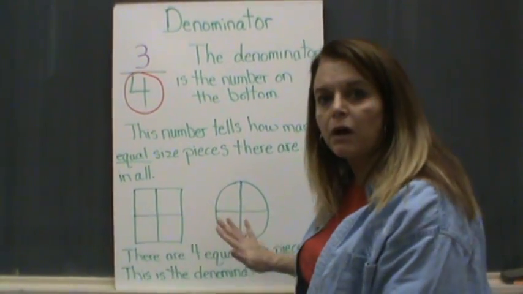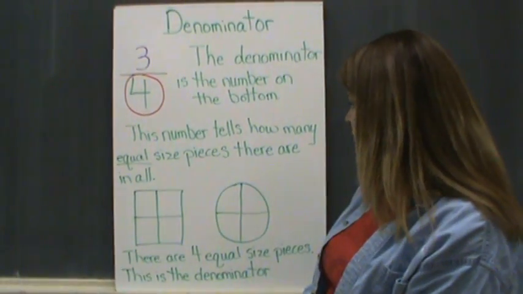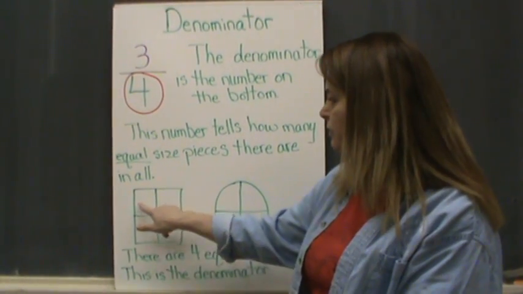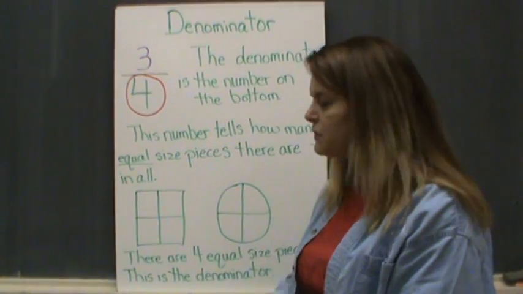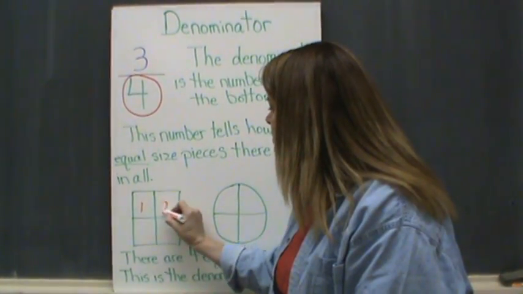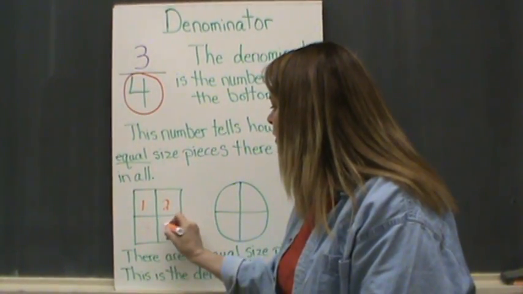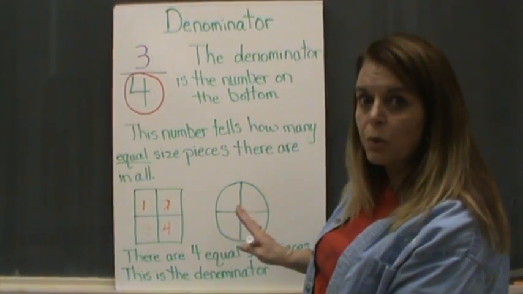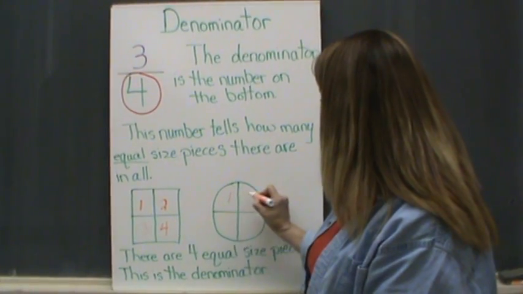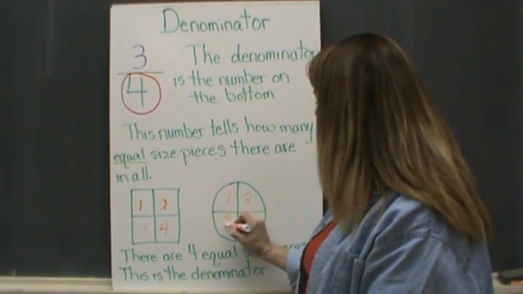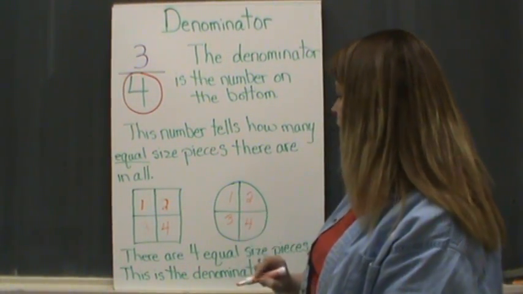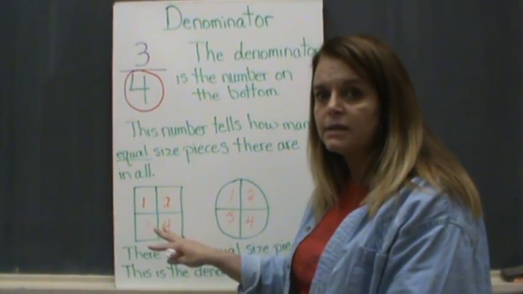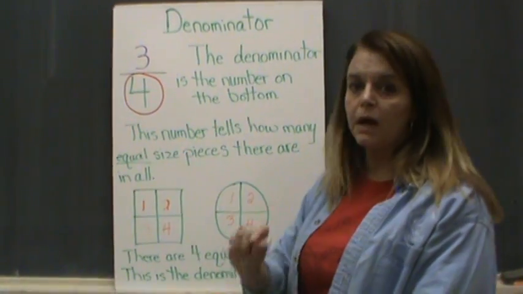So here's my square, my circle again. And you'll notice that I've divided the square into 4 equal parts. 1, 2, 3, 4. And the same with my circle. I've divided it into 4 equal parts. 1, 2, 3, 4. So there are 4 equal size pieces. These pieces tell me my denominator.